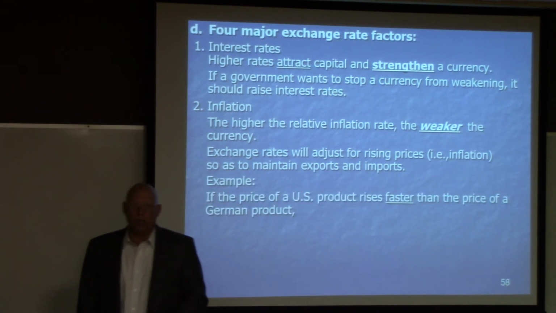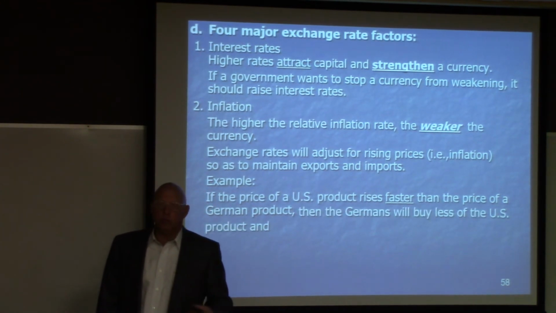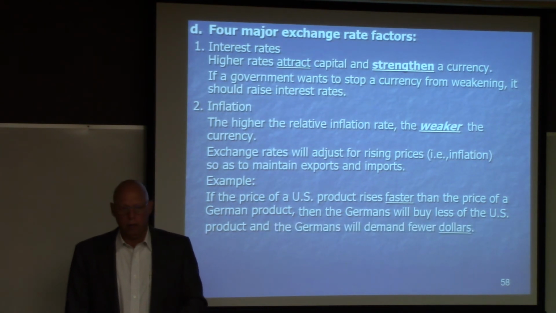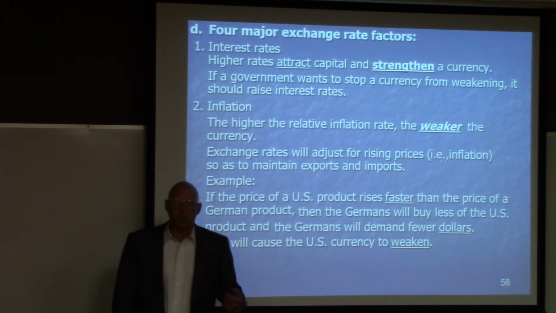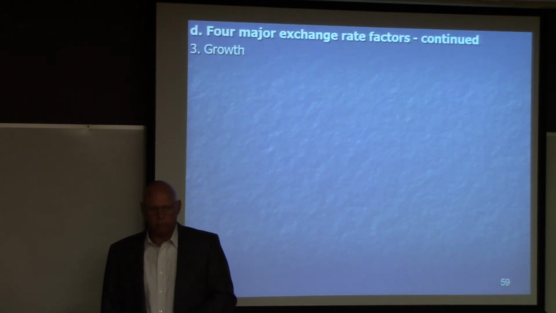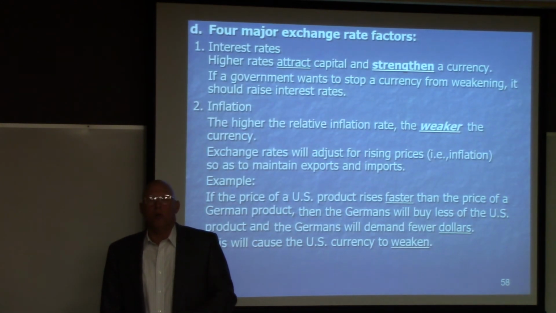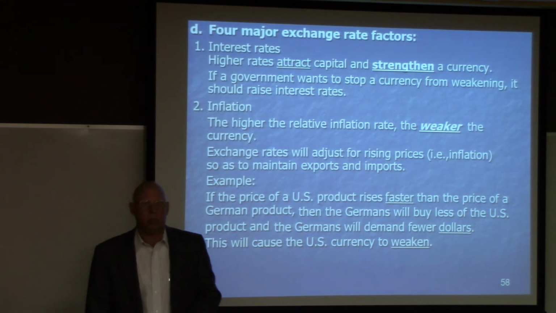Okay? Here's an example. If the price of a U.S. product rises faster than the price of a German product, so that's inflation, then the Germans will buy less of the U.S. product, and the Germans will demand fewer dollars. This will cause the U.S. currency to weaken because the Germans aren't demanding as much. Okay? And that is the transmission mechanism between inflation and our currency. Inflation causes us to be less competitive by raising prices, which causes people to demand less of our currency, which causes our currency to weaken.